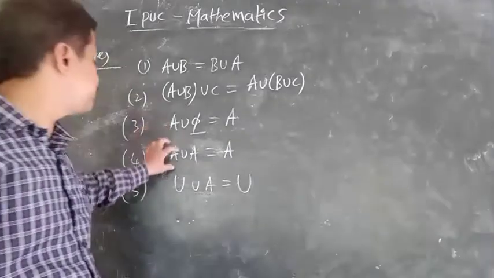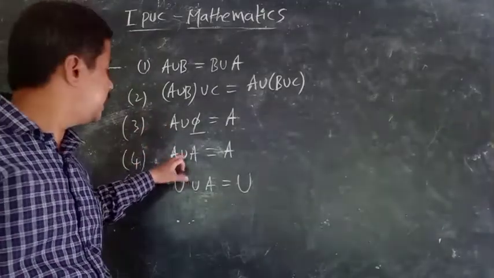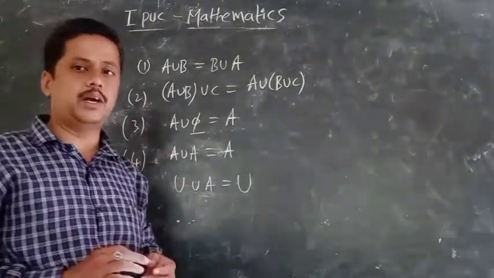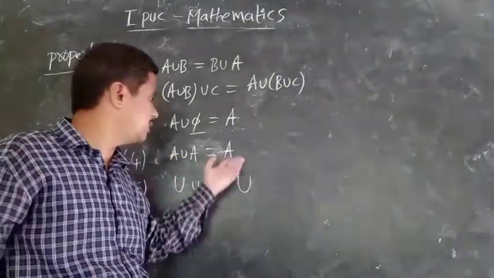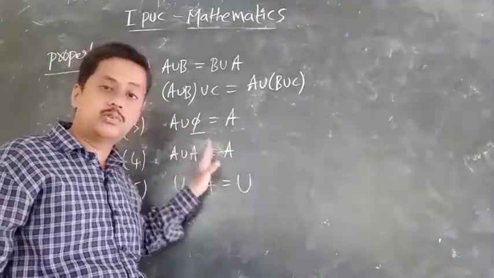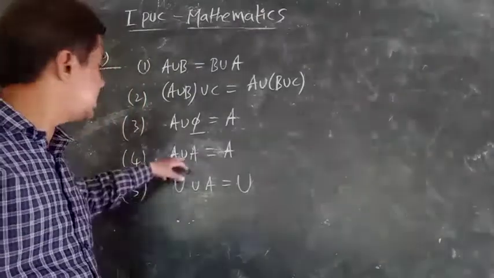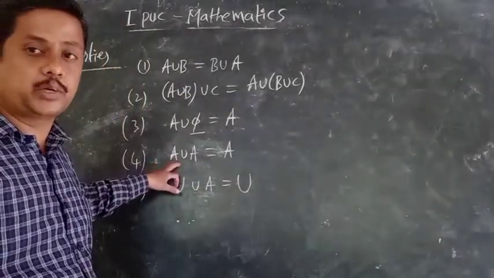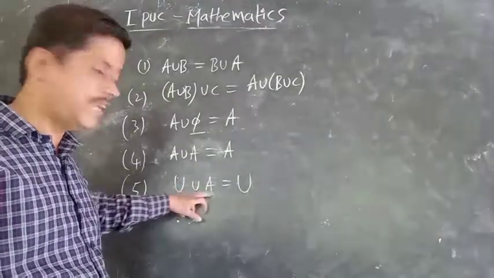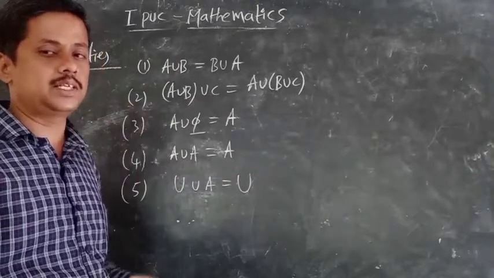Okay, next the fourth one, this is called the idempotent law. If you take the union of the same sets, you get the same set. A union A is equal to A itself. Fourth one is called the idempotent law. Fifth one, universal set U union A is equal to U, the universal set only. These are some properties.